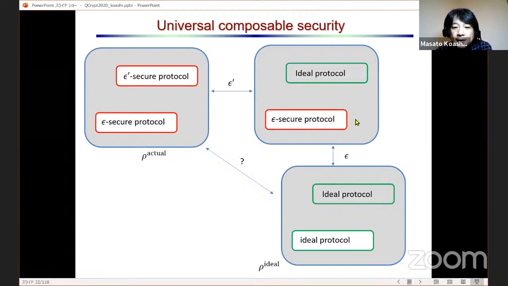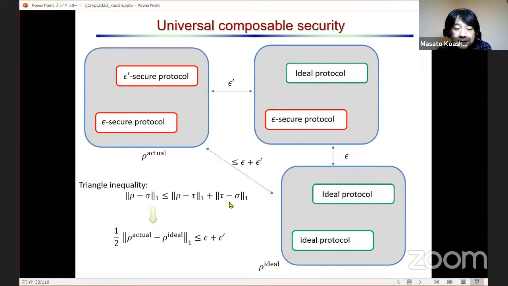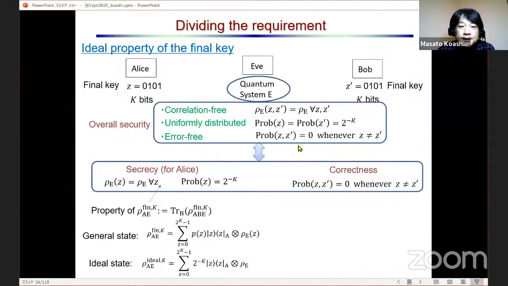Due to the definition of epsilon security here, the distance between this state and this state is epsilon. Then, thanks to the triangle inequality, you can easily see that the trace distance between this state and this state is bounded by the sum of the imperfections. So thanks to this, you only have to prove the epsilon security of each of the protocols. Then the combination of protocols is automatically handled.